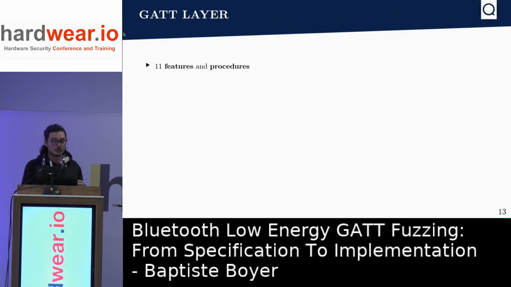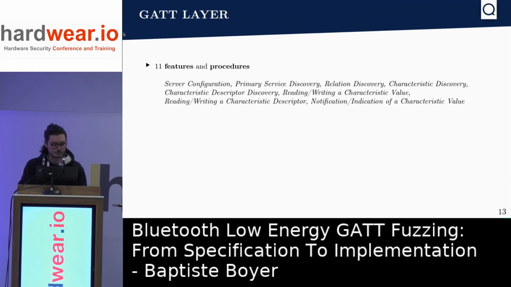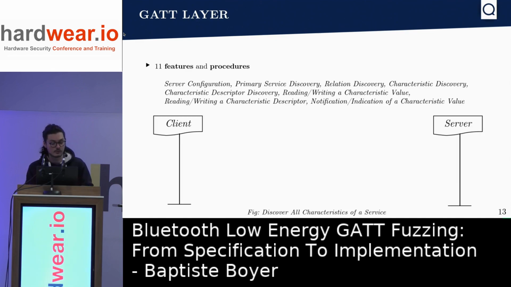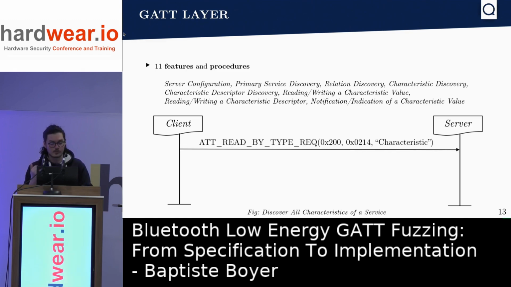There are 11 features and procedures that are defined by the GATT layer. Here I give a list of the 11 features, and here I give a concrete example of one procedure that is called discover all characteristics of a service. So again, we have a client, we have a server. The client sends to the server this read by type request PDU with this set of parameters. The first two parameters are a range of handles. So here the client is telling the server to give it all the characteristics that are in this range.